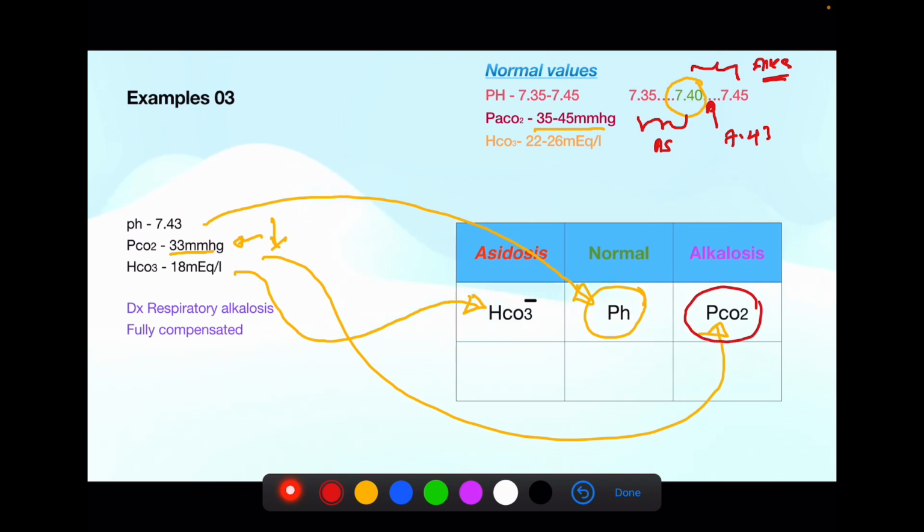Then you can simply say this is fully compensated, there is no doubt, because the pH is in the normal range, but this is respiratory alkalosis fully compensated. Why am I saying that? Your pH belongs to the alkalosis side normal pH. Then out of bicarbonate and PCO2, your PCO2 belongs to the alkalosis side. So we can simply say this is respiratory alkalosis fully compensated. We'll go for another example.